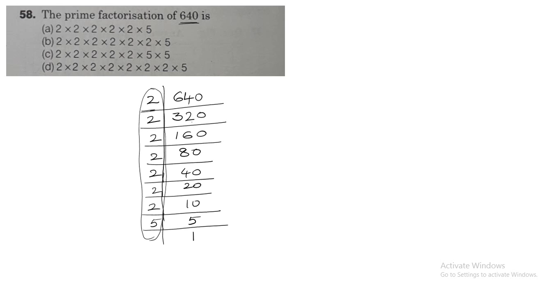So how many 2's are there? 1 2 3 4 5 6 7. So 7 2's and 1 5. So where that option is present, check it out. So 1 2 3 4 5 6 7 and 1 5. Okay, so from this option D is my answer.